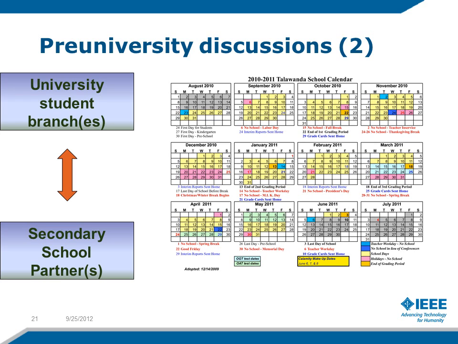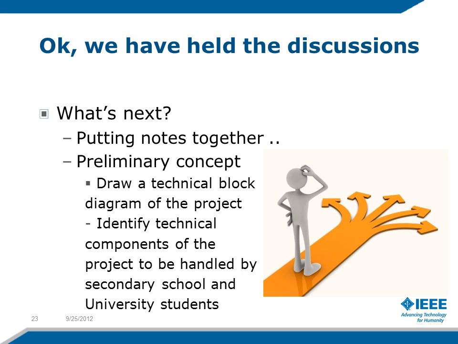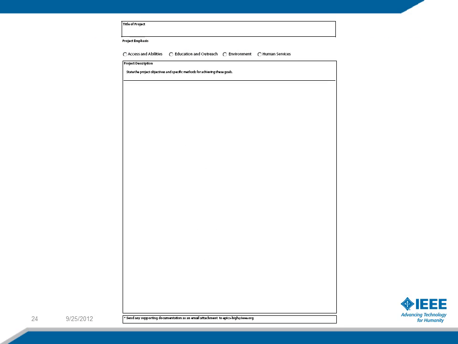It may be a good idea to get a feel for the school calendar. So, did you take notes? By putting notes together, you may be ready to draft your proposal. A technical block diagram of the project as a whole could be helpful. Identify the roles to be played or facilitated by the NPO/NGO, secondary school learners and university students.